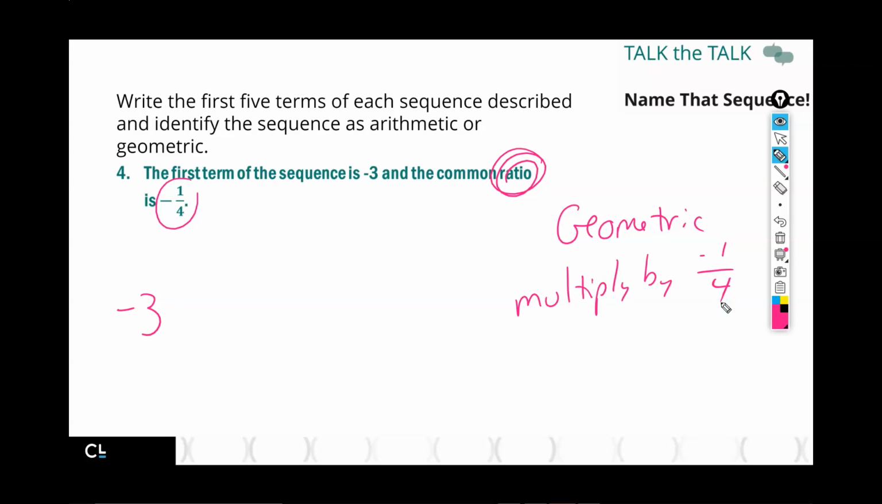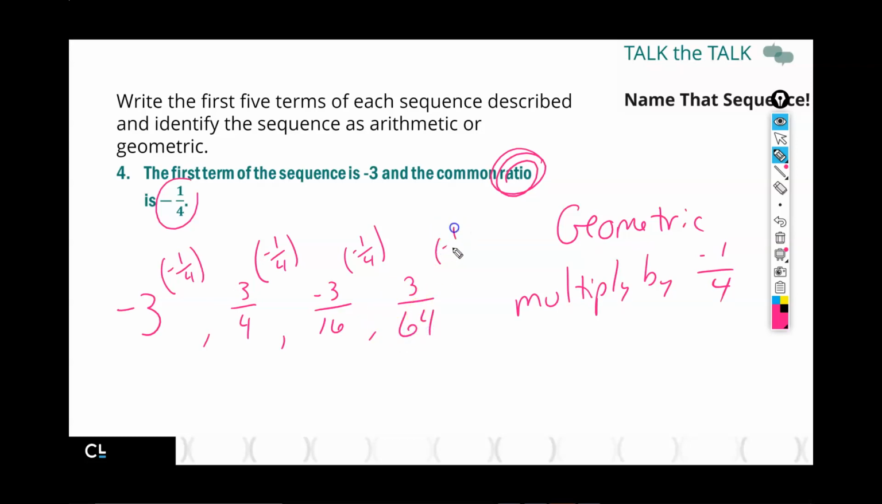So negative 3 times negative 1/4 is going to give me a positive 3/4. 3/4 times negative 1/4 is going to give me a negative 3/16. Multiply that by negative 1/4, and I'll get a positive 3/64. Do it one more time, and I'm going to get negative 3/256.